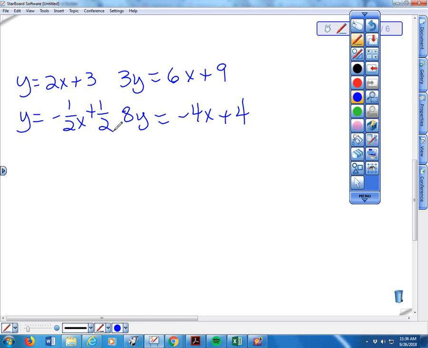The next two have to do with the same y-intercept. That's not true. And x-intercept, that's not true. But the slopes are definitely the opposite reciprocal of each other. So these are definitely perpendicular lines.